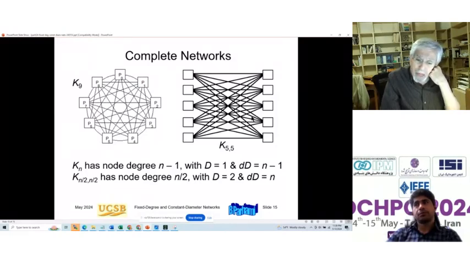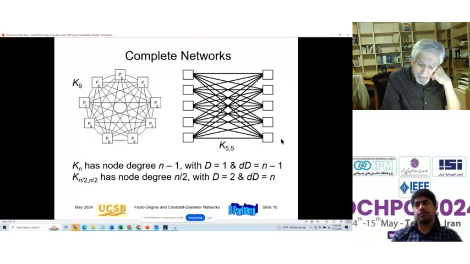If you use a bipartite complete graph, then you can reduce the node degree a little bit. So this is a 10 node bipartite graph. A node degree is only 5 instead of being 9. Okay, but still not very practical.